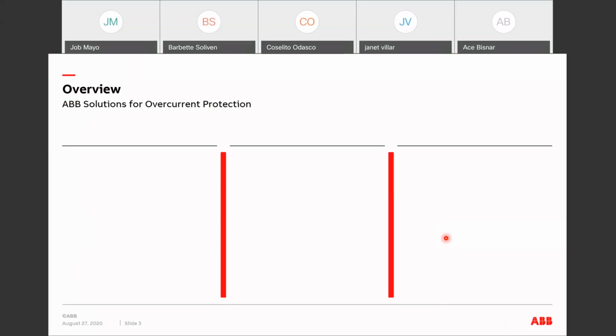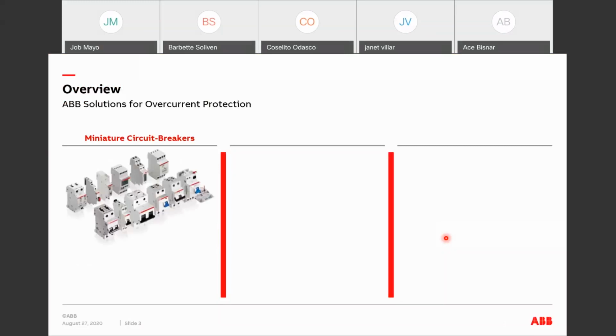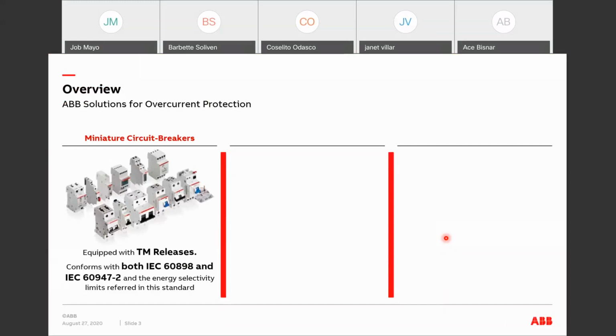So first would be the overview of ABB solutions for overcurrent protection. These are the basic offerings of ABB for low voltage overcurrent protection. I'd start with the miniature circuit breakers, which are equipped with a fixed thermal magnetic release, and conform with both IEC 60898 and IEC 60947-2.